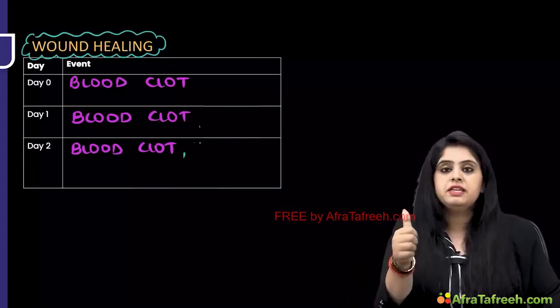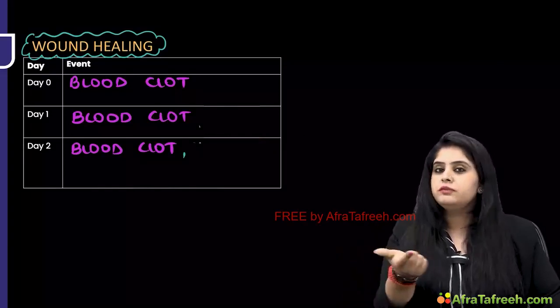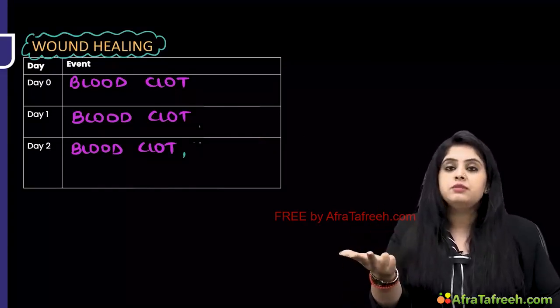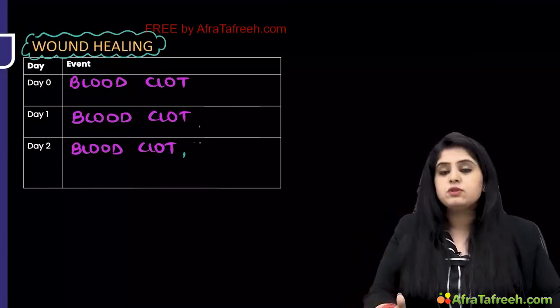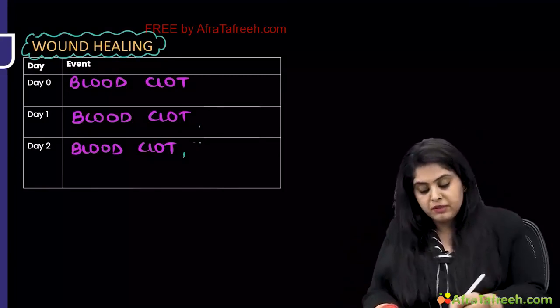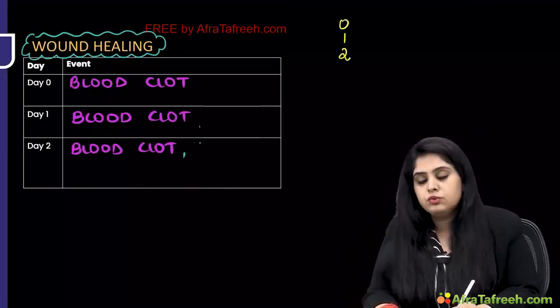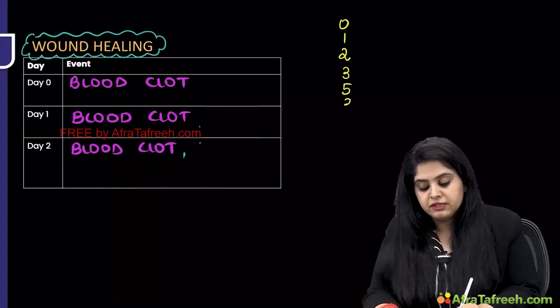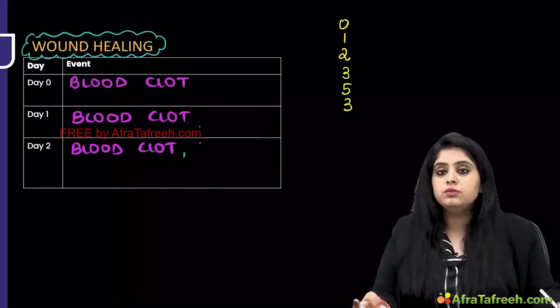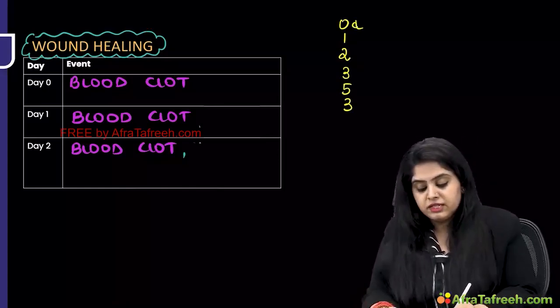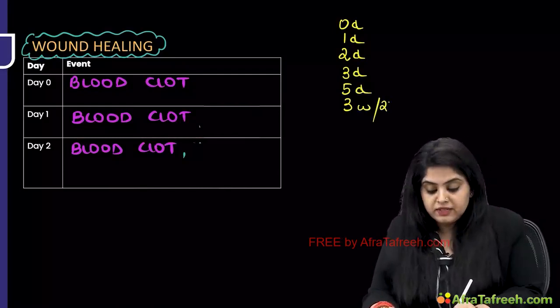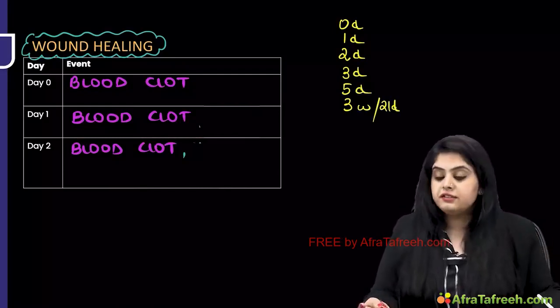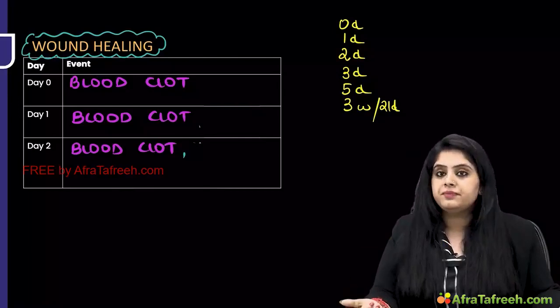You have one table of the events, one table to do with miscellaneous factors, and one table to do with keloids and hypertrophic scar. That's it. When I'm talking about wound healing, always remember 0, 1, 2, 3, 5, 3. Can you first mark this up? 0, 1, 2, 3, 5, 3 means day 0, day 1, day 2, day 3, day 5, and 3 weeks, which is 21 days. That's why I made you learn it like this. That is how you sort it.